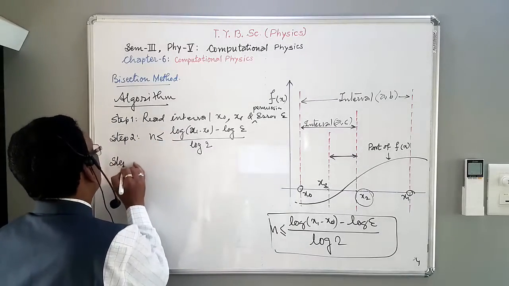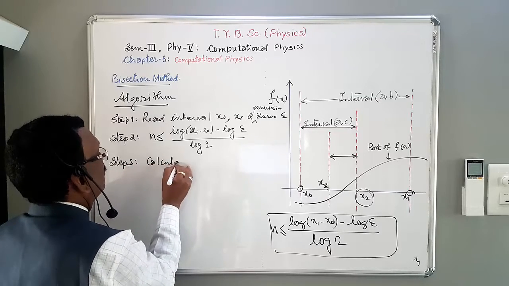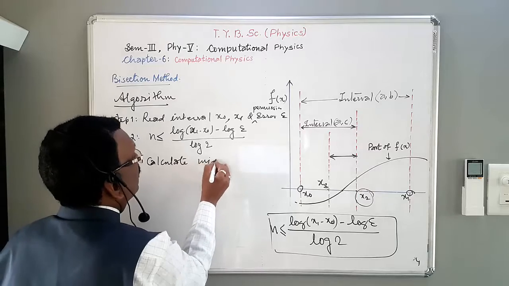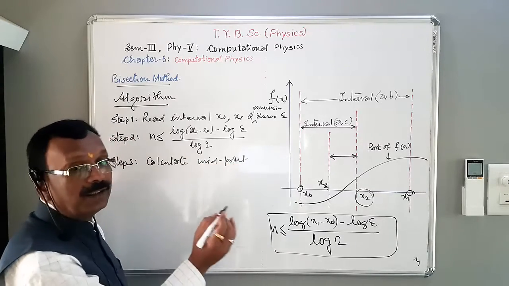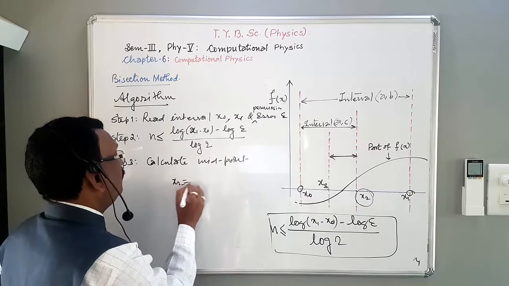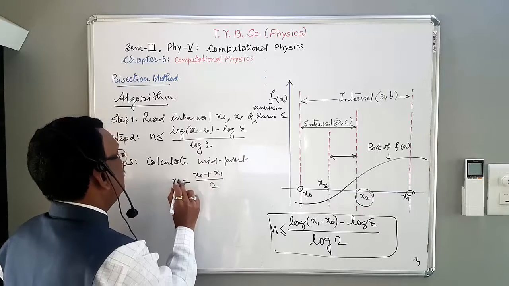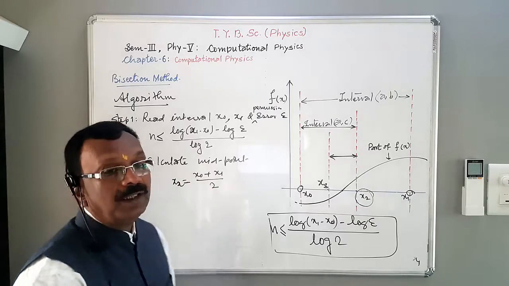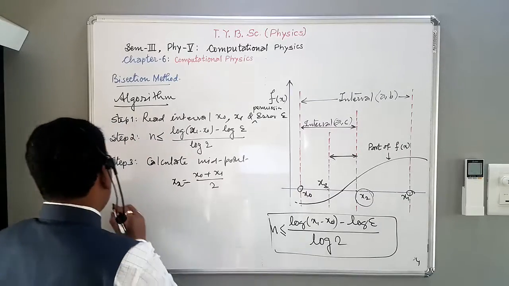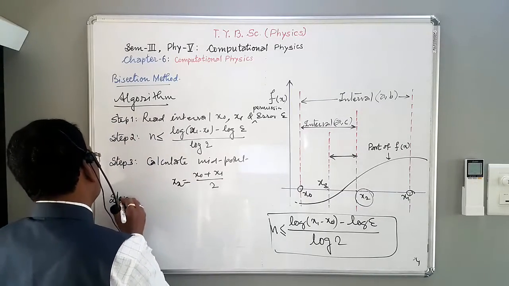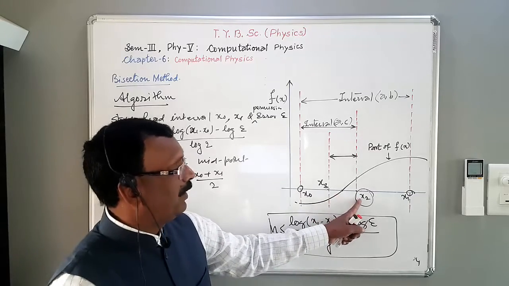After this, in the third step we have to calculate the midpoint. The midpoint is very simple: x2 is equal to (x0 plus x1) upon 2. By using this formula we can calculate the midpoint.